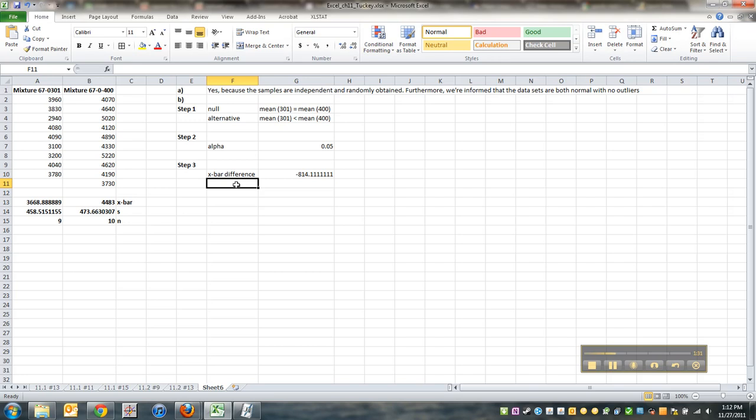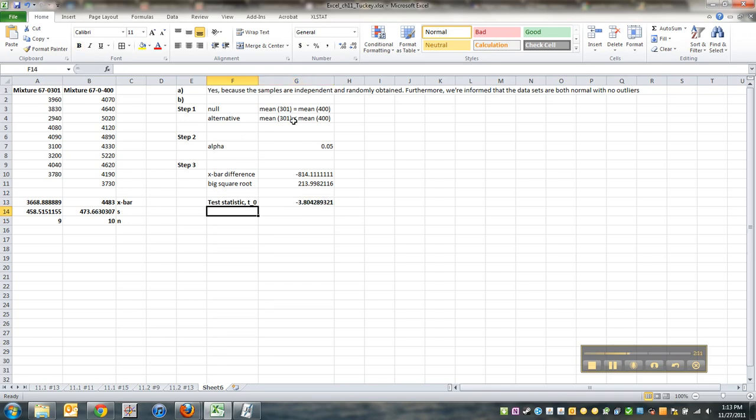And then I'm going to need my big square root from the test statistic formula, which is equal to SQRT of S1 squared divided by N1 plus S2 squared divided by N2, which is right there. There we go. So the test statistic, T sub 0, is equal to that x bar difference divided by that square root, which is negative 3.8.